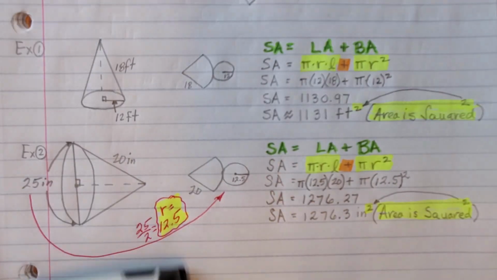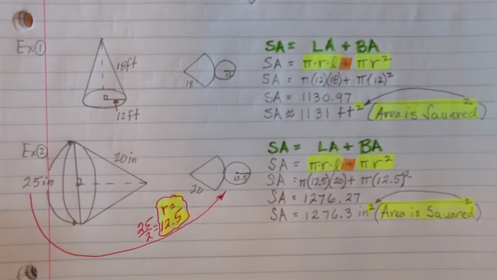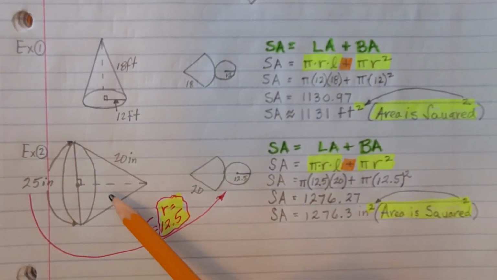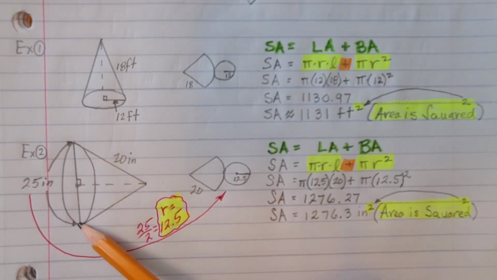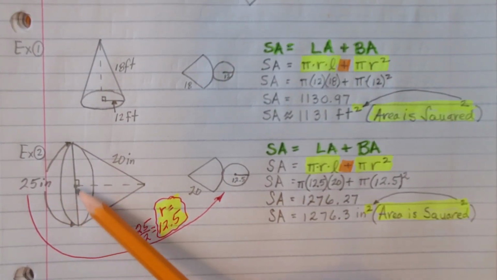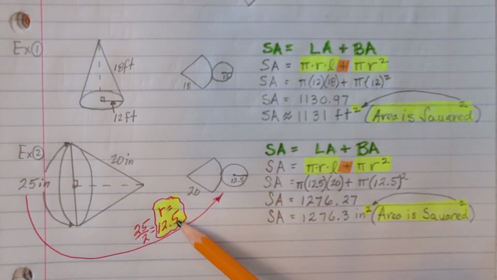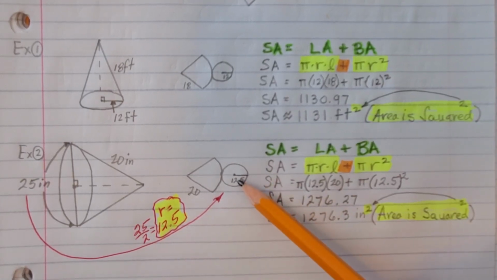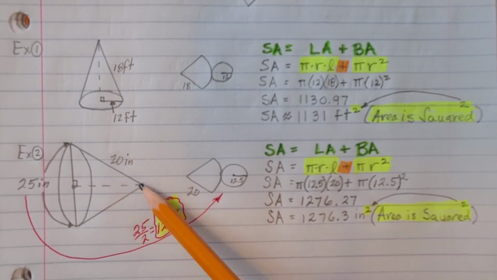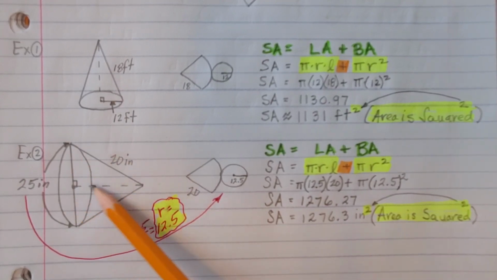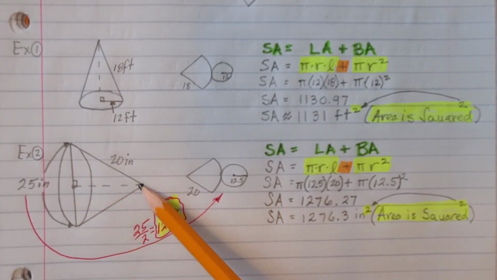Okay, let's do the next example. So the next example is a sideways cone. So this time the diameter is given, 25, so you've got to cut the diameter in half to get the radius. So half of 25 is 12.5. That's what you're going to use for the radius. Your slant height here is still 20. You can see it's on the slant, not the height in the middle.